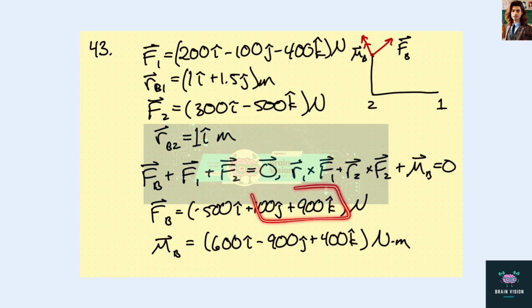These are shear forces. And the moment, we have 600 newton meters about the x-axis, minus 900 newton meters about the y-axis, and 400 newton meters about the z-axis. So in this case, this is the twisting moment, and these are bending moments.